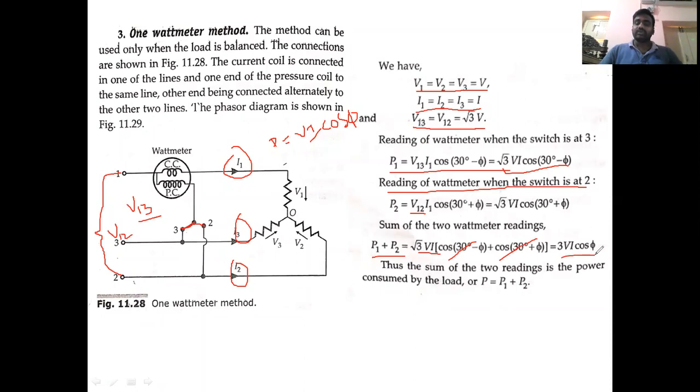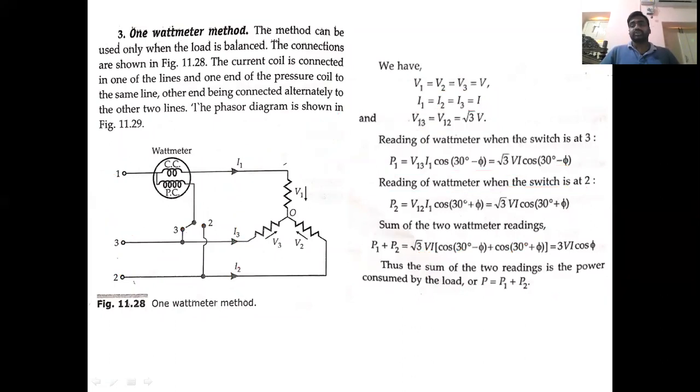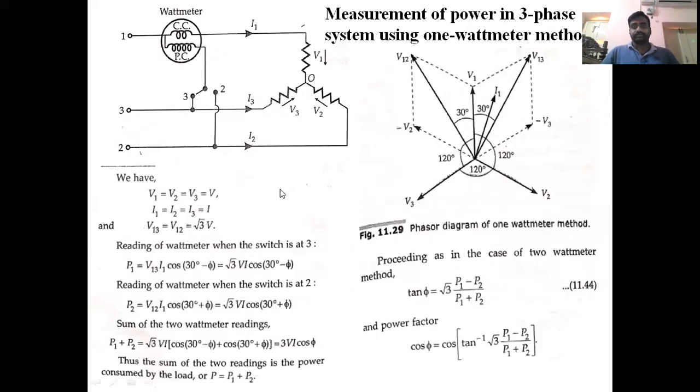That means if we summarize both of them, the instantaneous power calculated by the two wattmeters should be equal to the power of the balanced load in the star connection measured by the one wattmeter method. So that is what we analyzed in the mathematical discussion here.